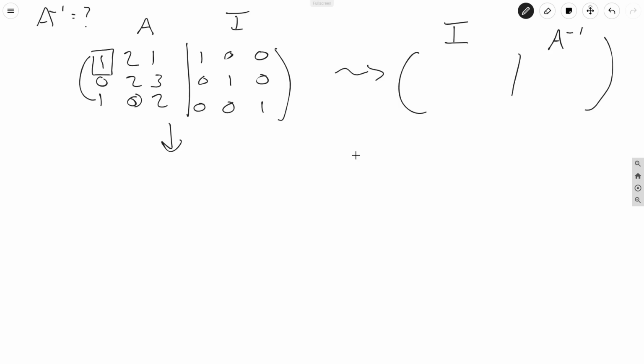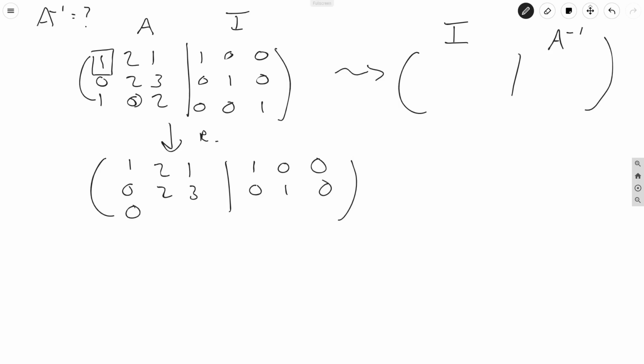We don't need to, and we want to turn everything below the 1 into a 0. So let's go 1, 2, 1, 1, 0, 0. The second row won't change because that's already 0. And the third row we need to subtract off the first row. So row 3 is going to row 3 minus row 1. Okay, so this becomes 0, minus 2, 1, minus 1, 0, 1, because we subtract off this first row from the last row.